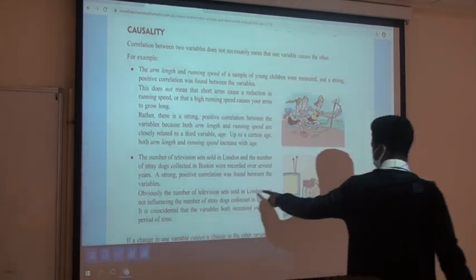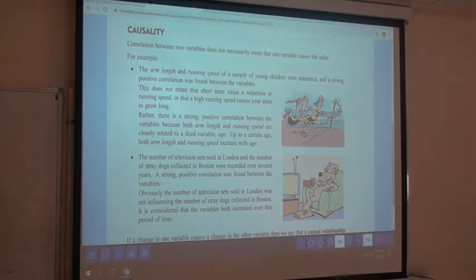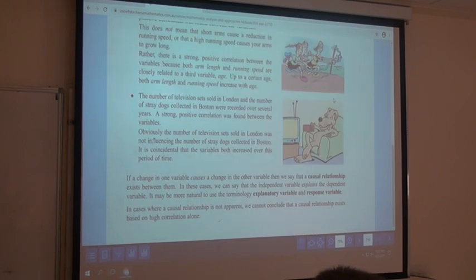Obviously, the number of television sets sold in London was not influencing the number of stray dogs. So this is what this is talking about. Now, this is where we're going.